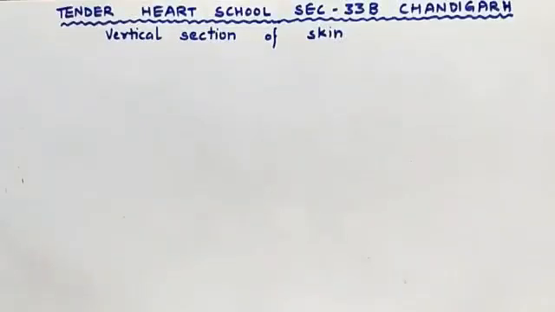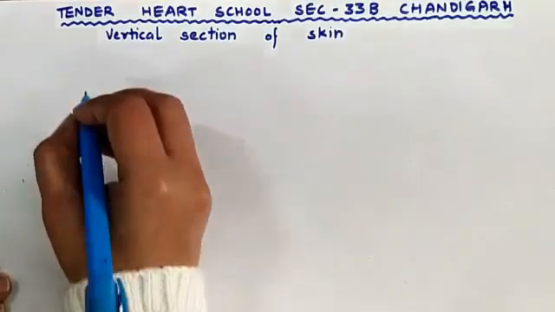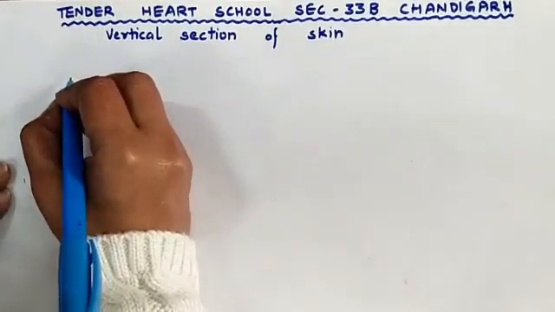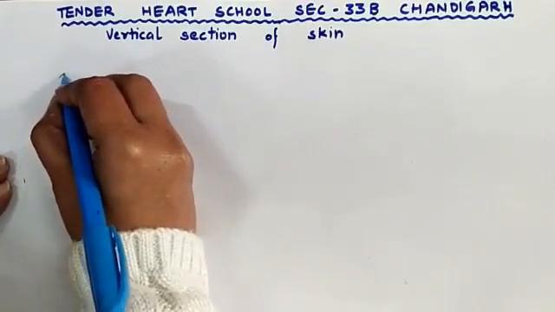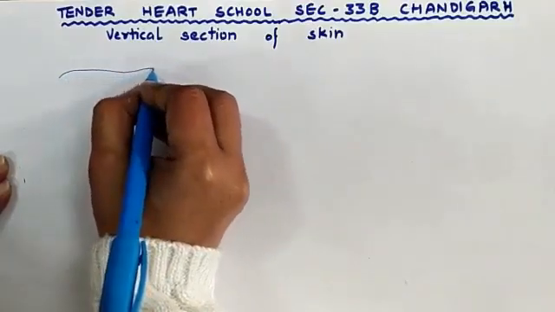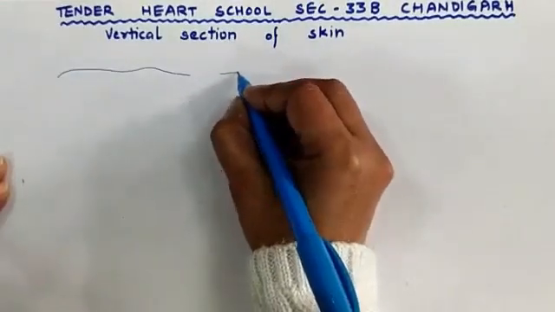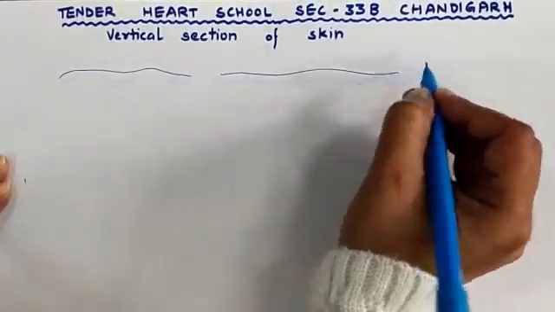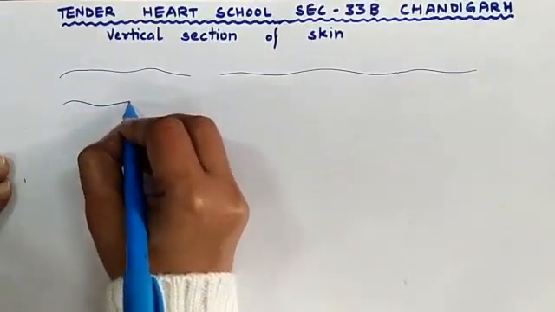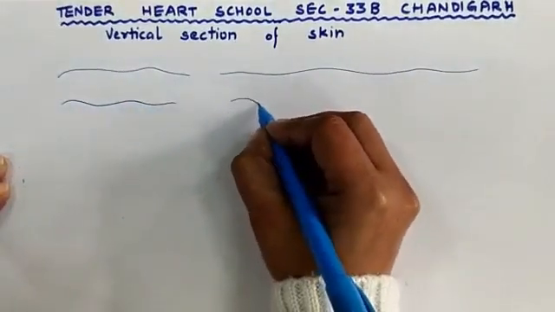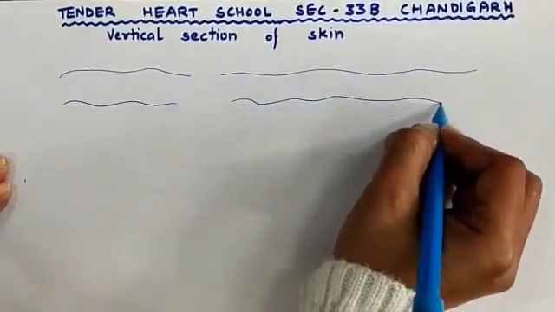Good morning, students. Today we will learn how to draw the vertical section of skin. So let us just start with it. As you know, skin is made up of epidermis and dermis. So let us draw the outer layer, the epidermis, first. So this is the outer layer of epidermis, that is the stratum corneum. We will label it as stratum corneum.